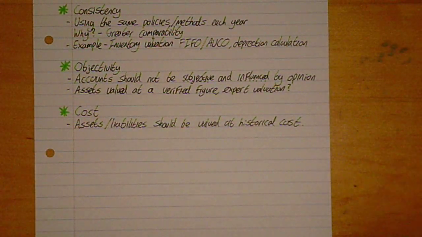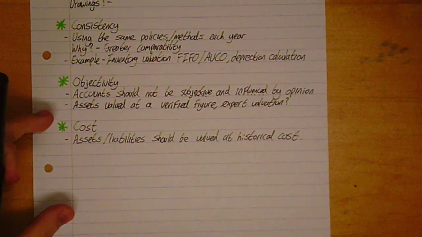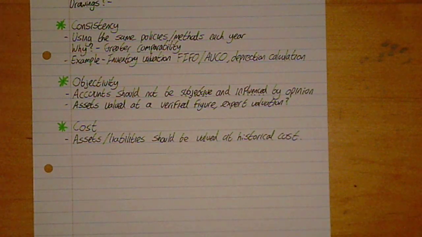And finally, cost. Assets and liabilities should be valued at historical cost. Well, that's very obvious, of course, because once again, you don't want it prone to subjectivity and opinion. And yeah, that's it.